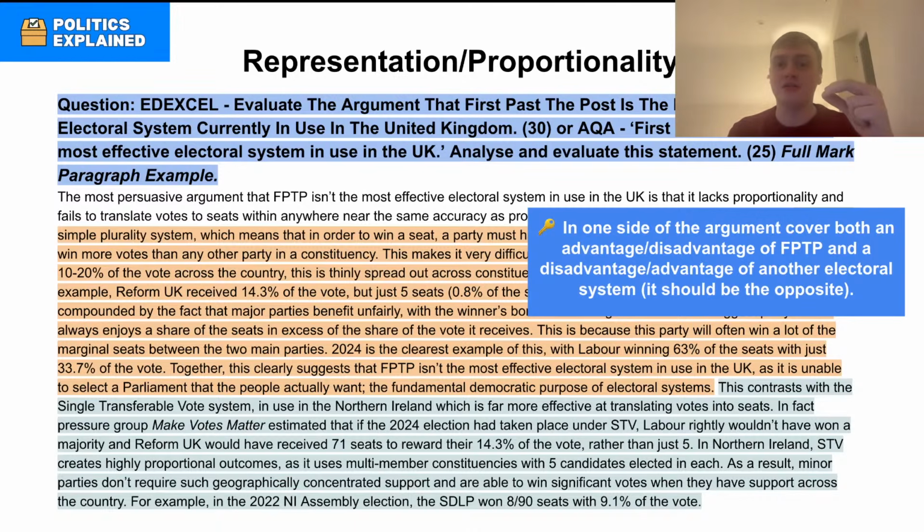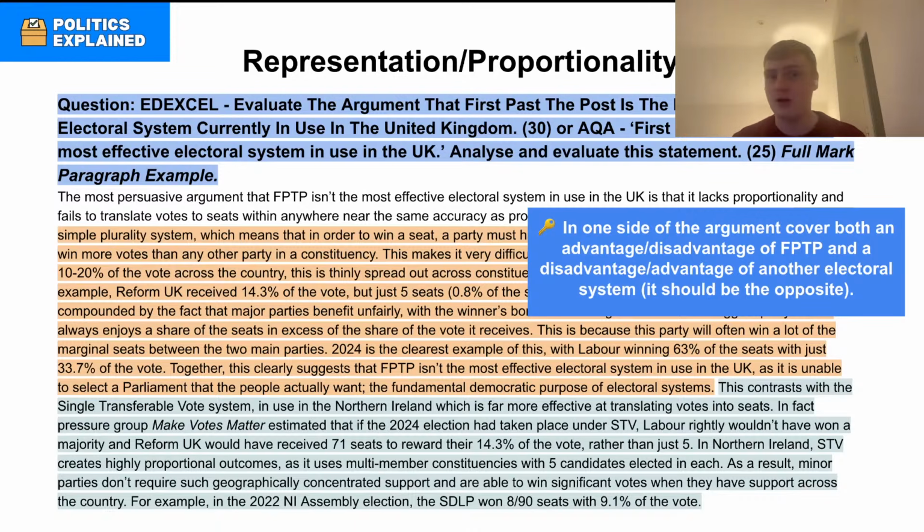And in the first side that first past the post is the most effective electoral system, we're covering an argument that first past the post is, and also that another system isn't. And then in the second half that first past the post isn't the most effective electoral system, it's the other way around here. We're covering first that first past the post isn't, but also that another system is better. And if you have both of those in each side of the paragraph, that really ensures you've got that direct comparison and are backing up your points really, really effectively.